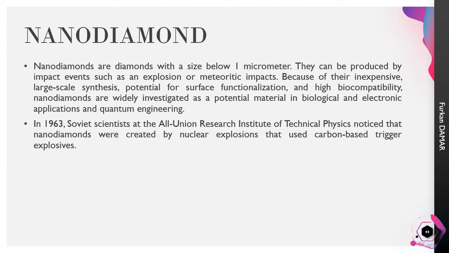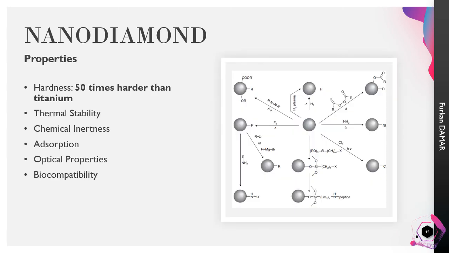In 1963, Soviet scientists at the All-Union Research Institute of Technical Physics noticed that nanodiamonds were created by nuclear explosions that used carbon-based trigger explosives. Here are some properties of nanodiamonds. They are 50 times harder than titanium, and the other unique properties of nanodiamonds are thermal stability, chemical inertness, adsorption, optical properties, and biocompatibility.